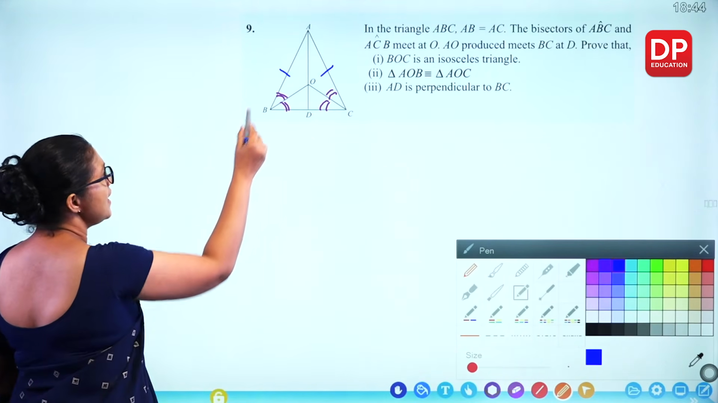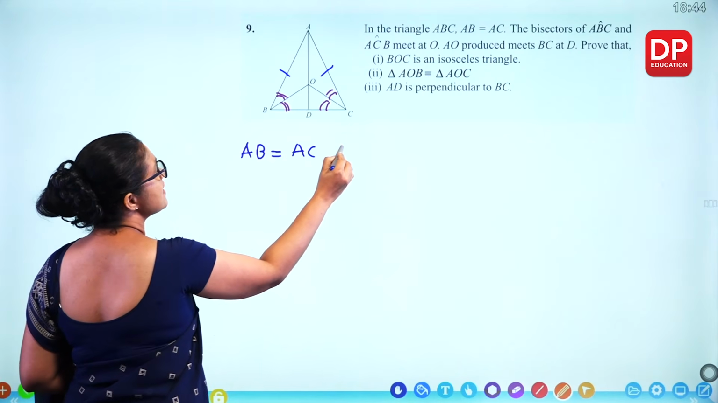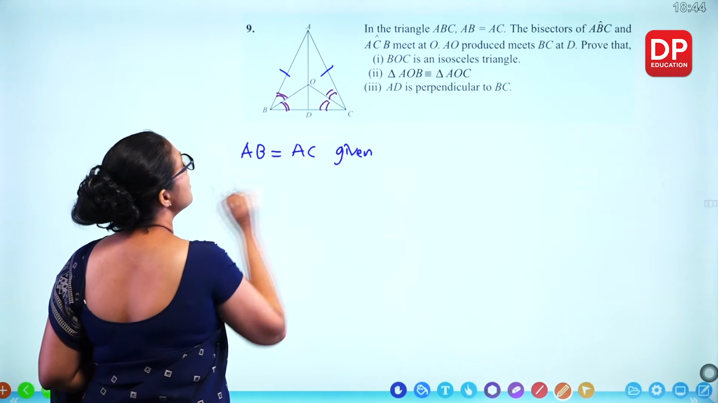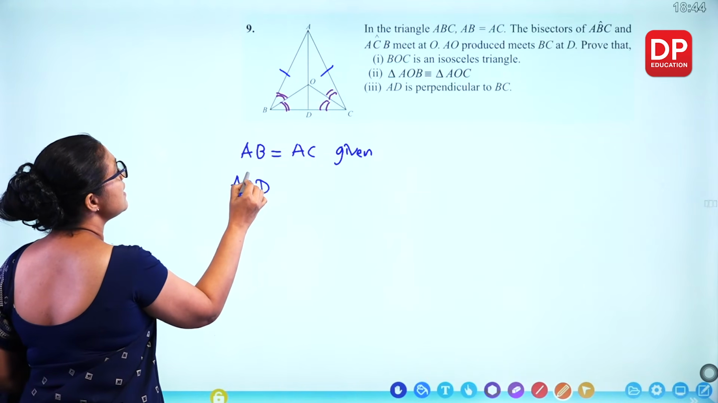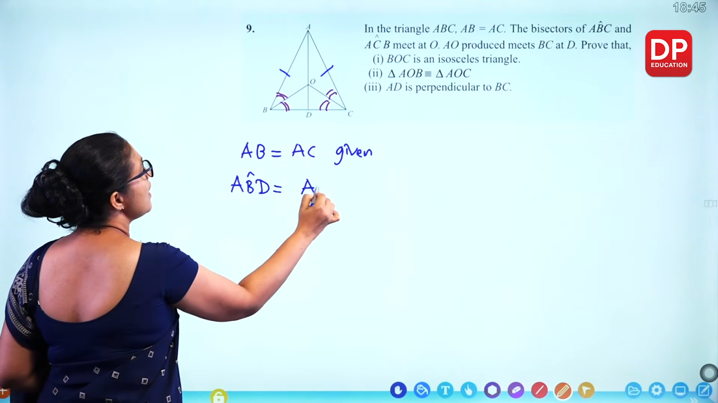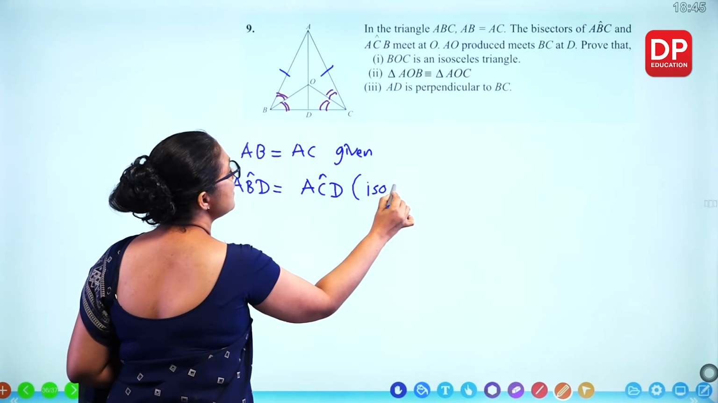Now we have to write AB equals AC, that's given. So because of that, angle ABD should be equal to angle ACD because of the isosceles triangle.